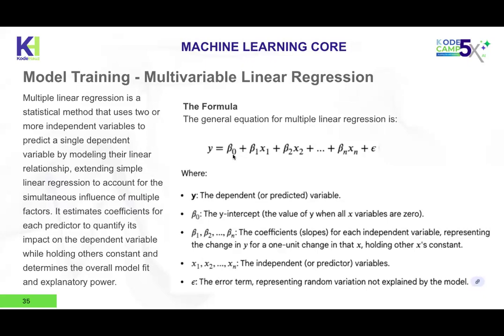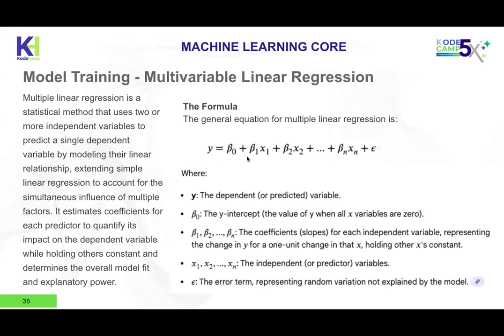It uses two or more independent variables to predict a single dependent variable by modeling their linear relationship. So it's a linear relationship. Now, in this situation, each value of x has a coefficient. So in this case, we are using beta as a coefficient. Each of these betas determines how much x contributes to the value of y, right?